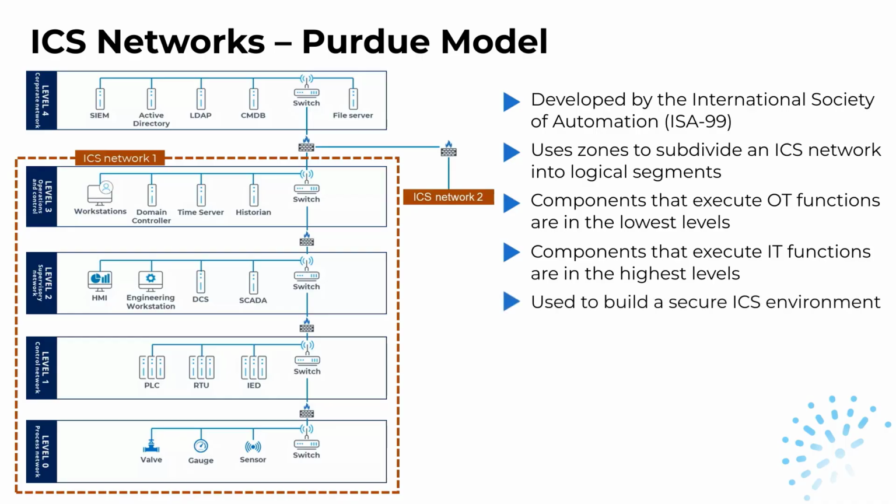The primary purpose of the Purdue reference model is to establish a secure architecture for an ICS environment. Best practices advocate for controlled and limited communication from the upper levels of the model down to the control networks at the lower levels. This separation facilitates the establishment of strict access control rules, thereby contributing to a more secure environment.